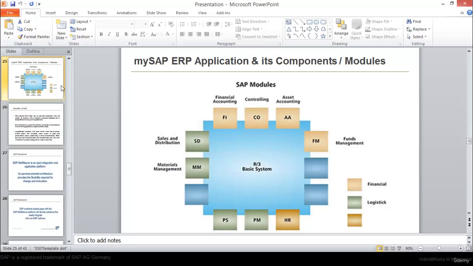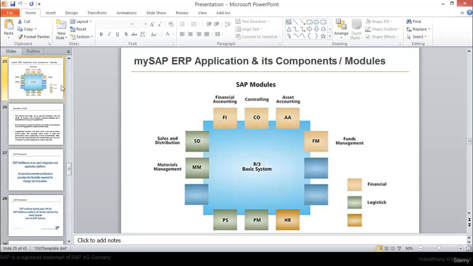ERP, Enterprise Resource Planner. ERP is a group of software which gives the planning to the enterprises. SAP is one of them. Oracle is another of its kind. JD Edwards is another one. Sage Advanced software also belongs to the genre of ERP. So SAP is one of them. SAP is the largest one.